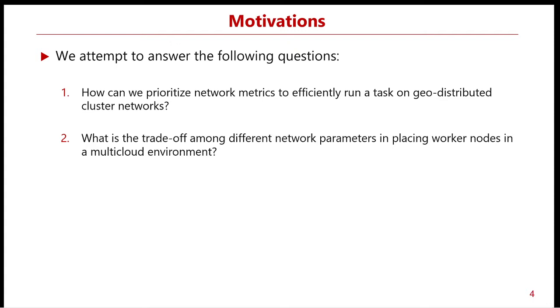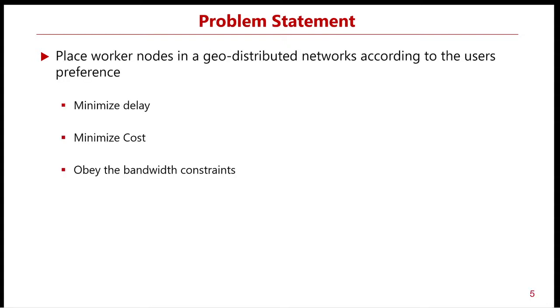The motivation for our goal is to answer the following question. How can we prioritize network metrics in order to efficiently run a task on a geo-distributed cluster network, and what is the trade-off among different network parameters in placing workers in a multi-cloud environment? So we want to place the workers in such a network according to user preference, and we want to minimize the delay and cost while obeying the bandwidth constraints.